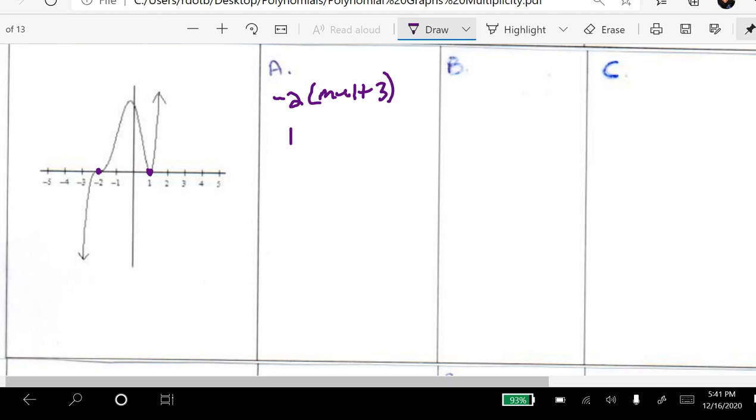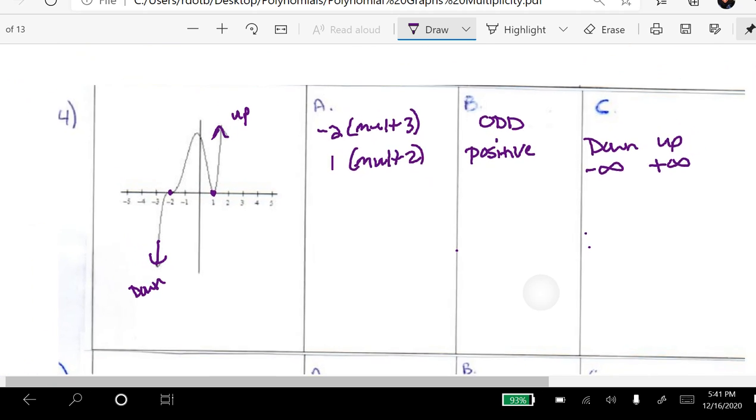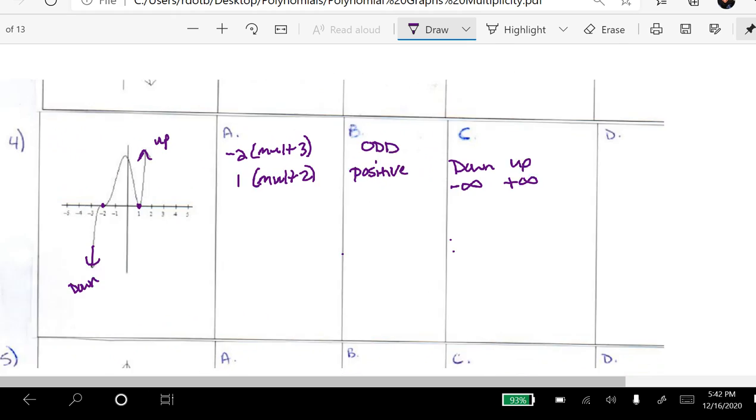And then for the 1, that's a u. So that also has a multiplicity, but the multiplicity there is 2 whenever it's that u. The degree here is the next question. It's down and it's up. So as long as it's in different directions, it is odd degree. And if it's down then up, it's going to be positive for that leading coefficient. And we already said the end behavior was down up. Again, down is negative infinity, up is positive infinity. Sorry for all the movement.